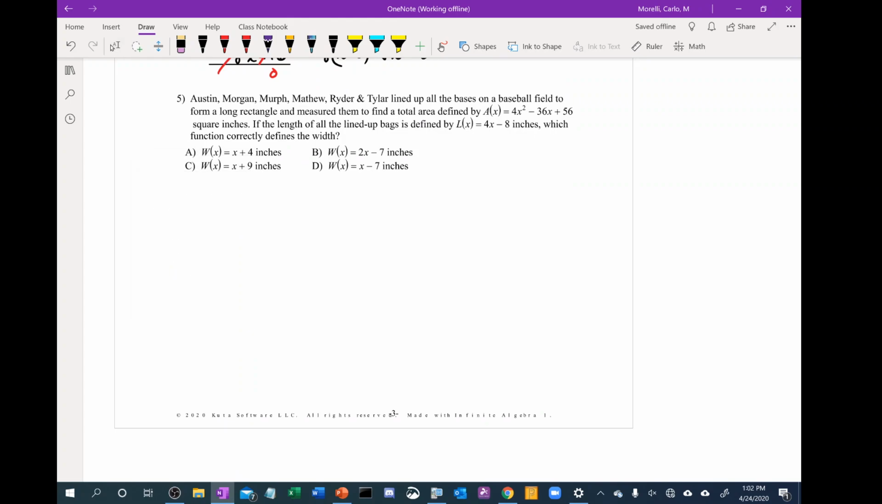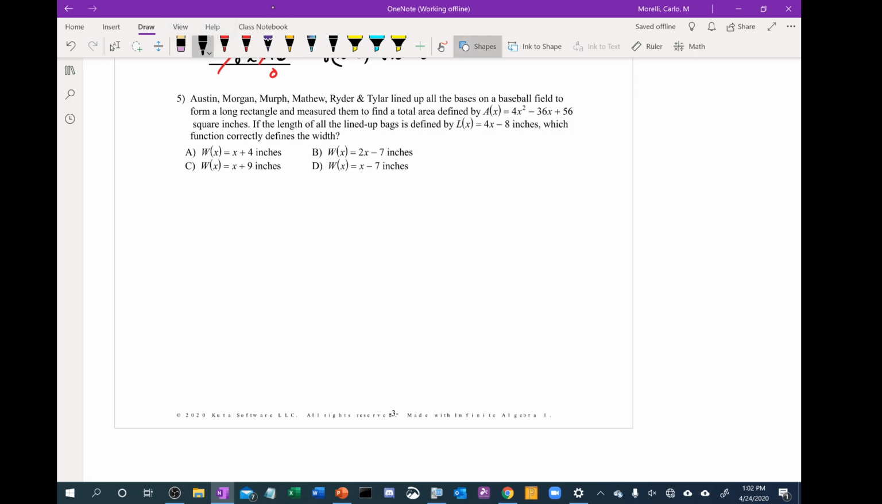Austin, Morgan, Murph, Matthew, Ryder, and Tyler lined up all the bases on a baseball field to form a long rectangle and measure them to find a total area defined by A of x equals 4x squared minus 36x plus 56 square inches. If the length of all the lined up bases is defined by L of x equals 4x minus 8 inches, which function correctly defines the width?